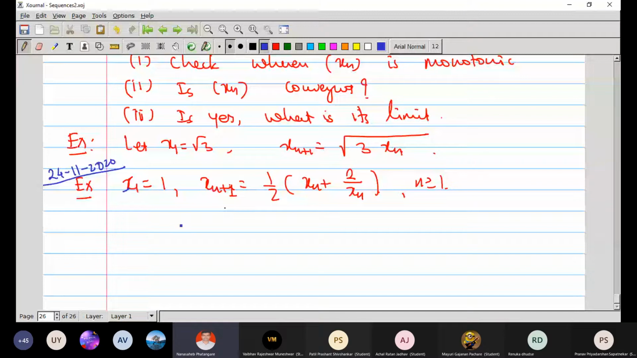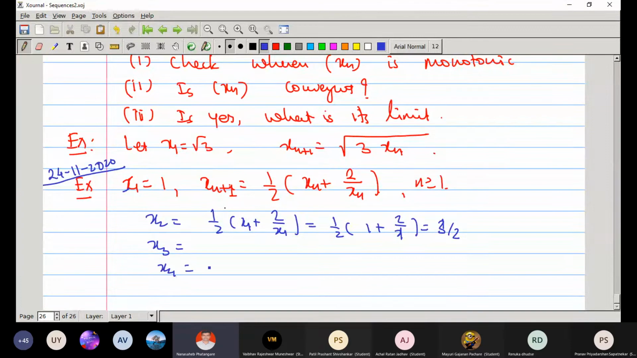Okay, for example, what is x2? Right, so x1, 1 by 2 into x1 plus 2 by x1. So what is it? 1 by 2, 1 plus 2 upon 1. That is 3 by 2, right? Similarly, you can understand what is x3, what is x4, and so on.